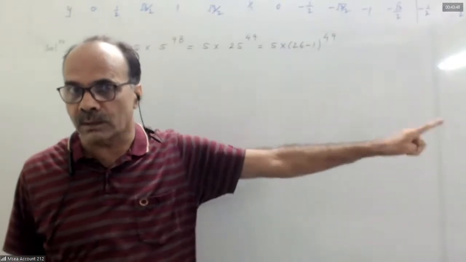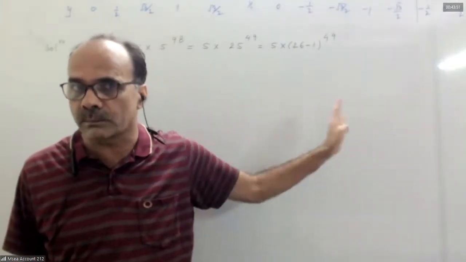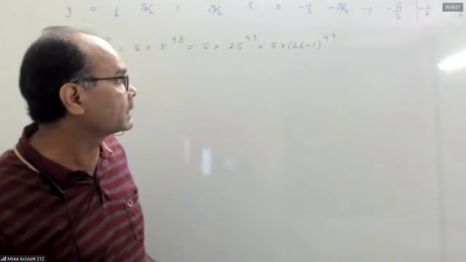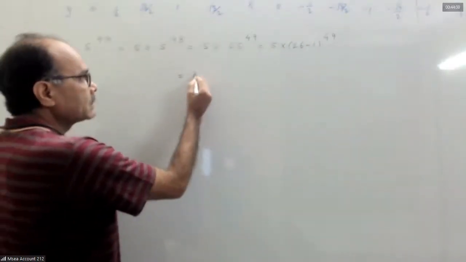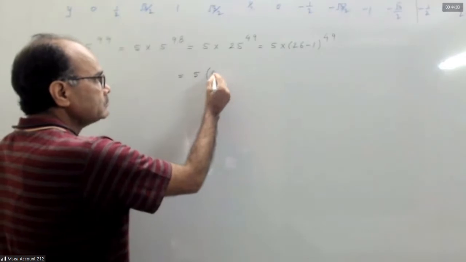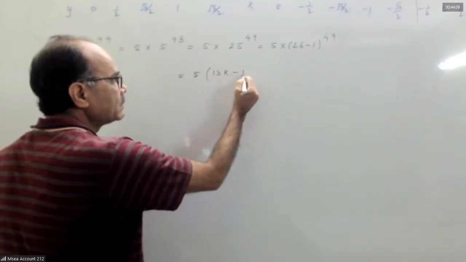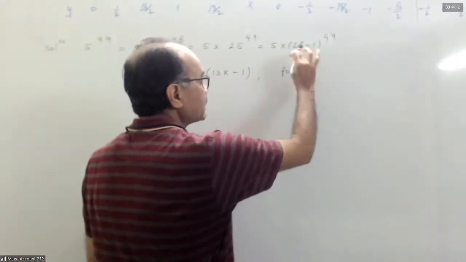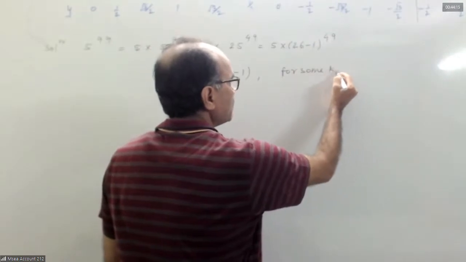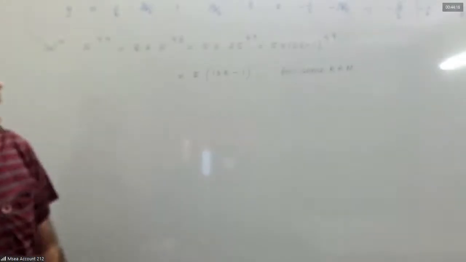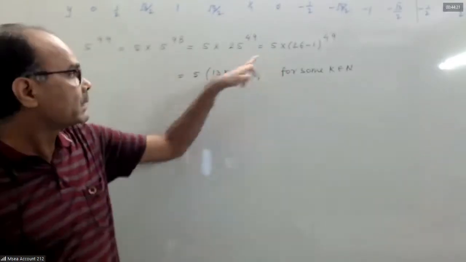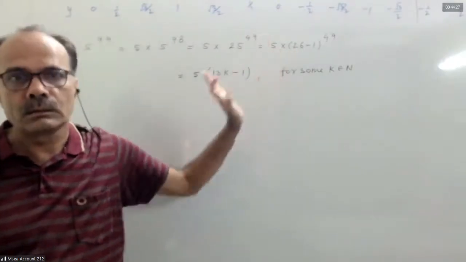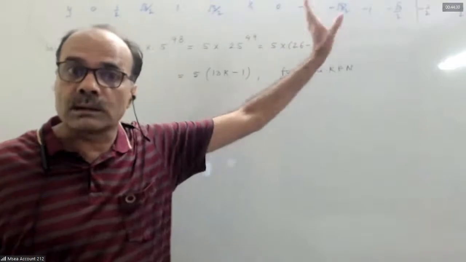The last term will be minus 1, and except the last term, all other terms are divisible by 13. So directly you can write it, this equals 5 into 13k minus 1. Can I write it directly, or shall I expand it? Because power is odd, the last term will be minus 1.